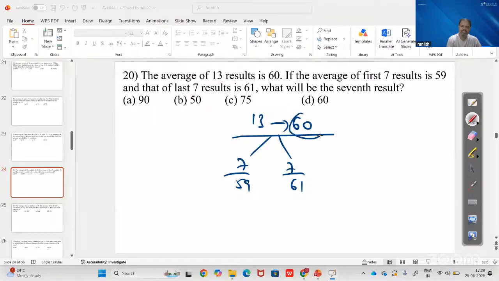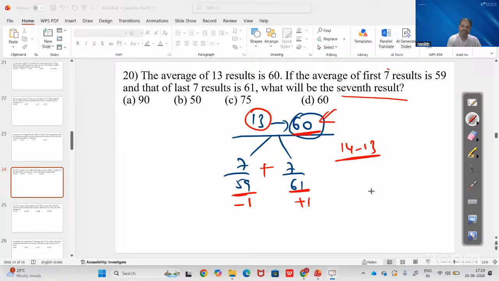Total average is 60. We have to get average equal to 60, but we are getting 59. In the sense, this average is less than the overall average. So how much is less? Minus 1. Here, how much is more? Plus 1. So the total should be 13, but we got 14. So if I subtract 14 minus 13, I will get whatever the question is asking. So what is the question asking?